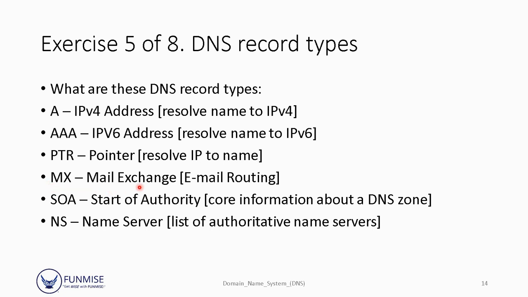MX, mail exchange. This is for email routing, so the MX records will refer to the mail servers. SOA, start of authority. This contains core information about a DNS zone. Some of you may find something like time to lives, and sometimes there'll be contact information for that DNS zone. NS is a name server. If you do an NS query, the NS type of records will be the list of authoritative name servers for a particular domain.